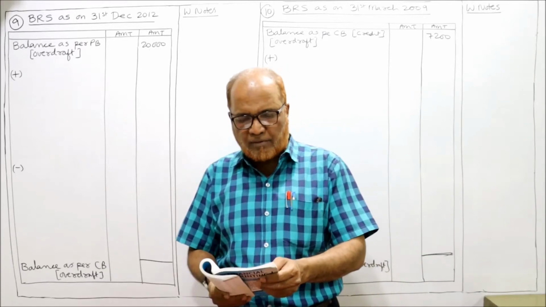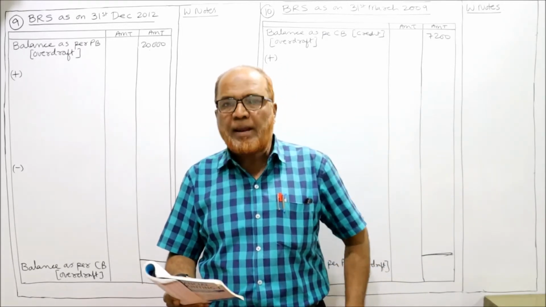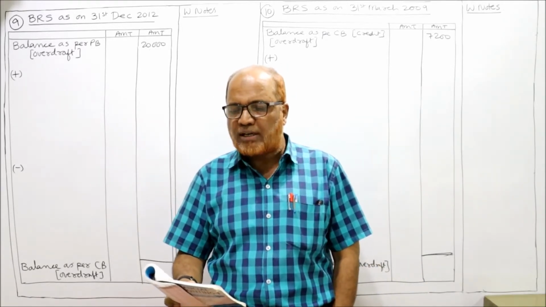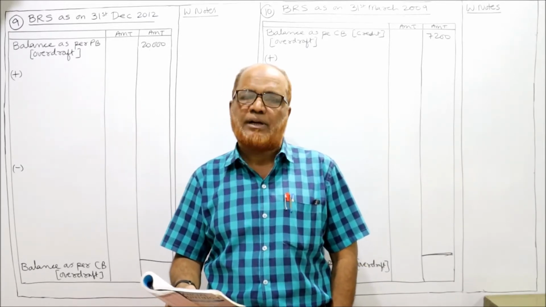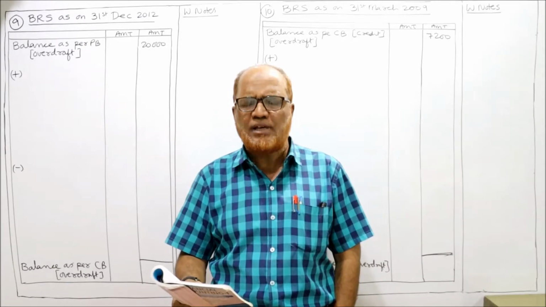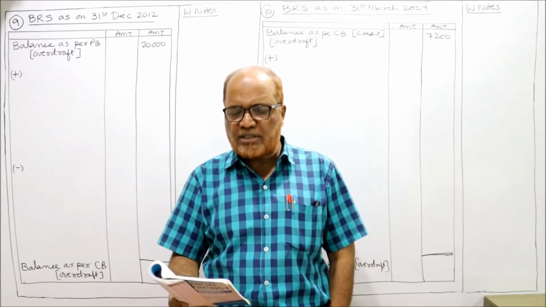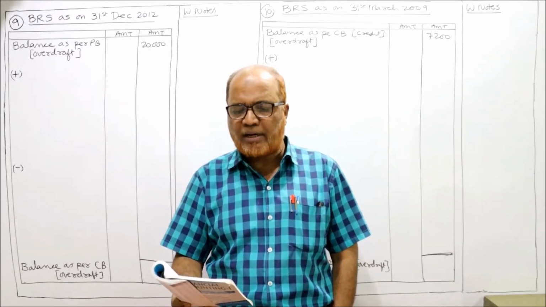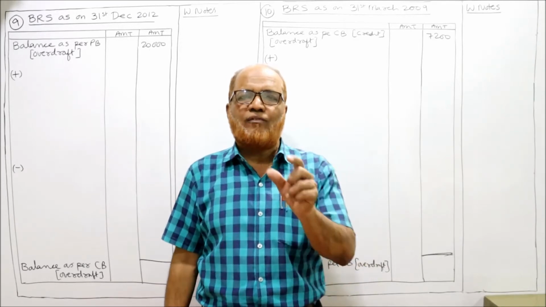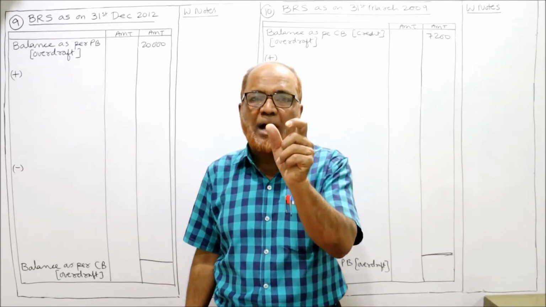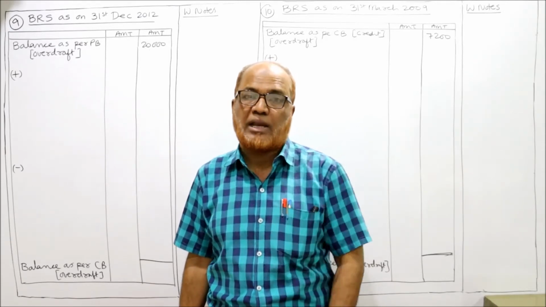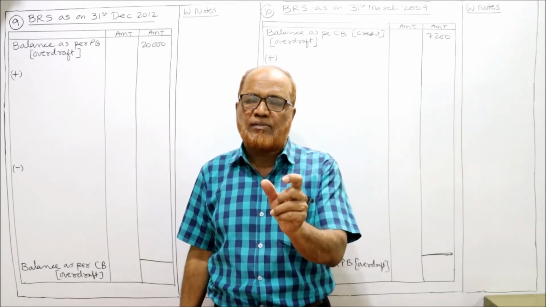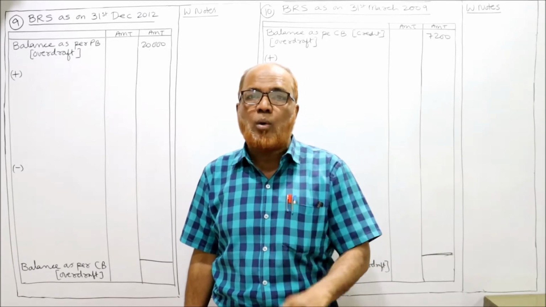See the 9th problem carefully. Prepare a bank reconciliation statement as on 31st December 2012 from the following particulars. Only small problem is there. First point, it is given balance as per passbook 20,000 overdraft. So we are given balance as per passbook, and ultimately we have to find out balance as per cash book.